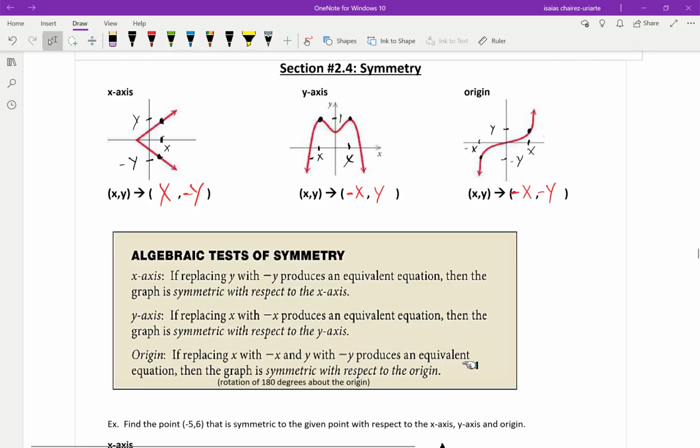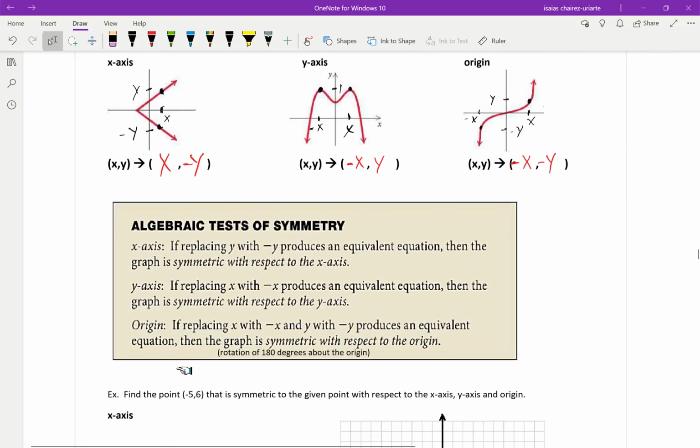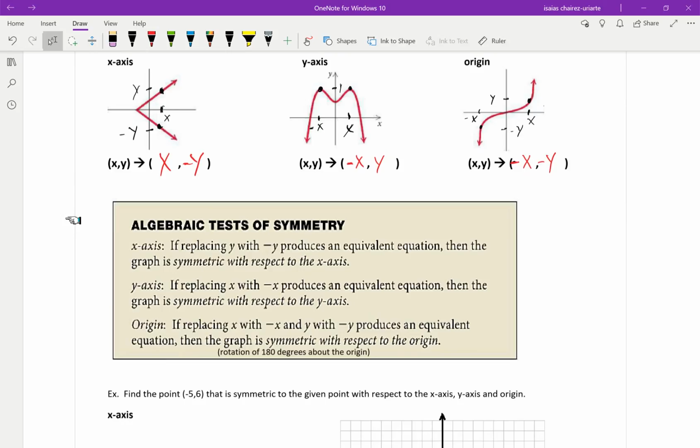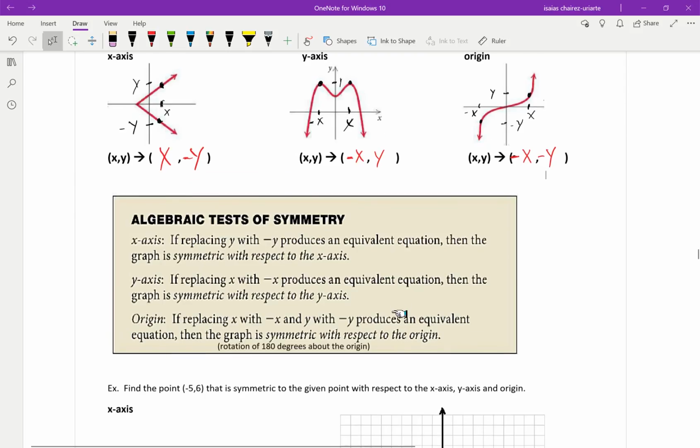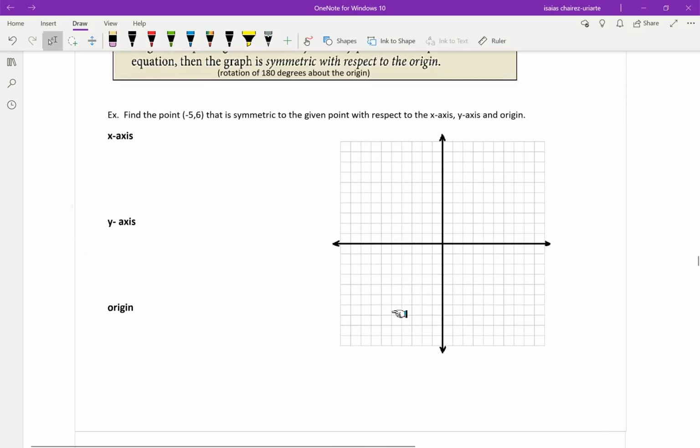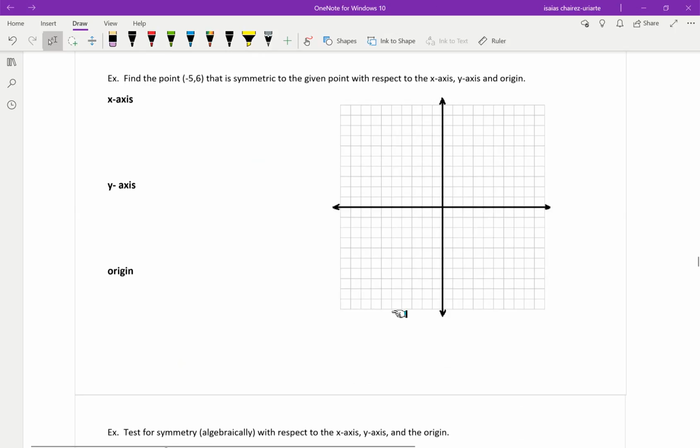Okay, so let's see. Again, it's easy to answer these questions about symmetry if you have the graph. But in a couple of examples here, we're going to get into a situation where all we have to work with are equations. That's where we're going to have to refer back to these little rules, these little tests. But before we get into that, let's just do a simpler exercise here.